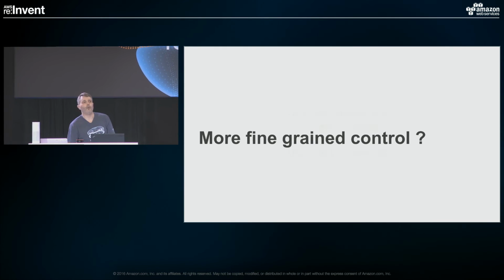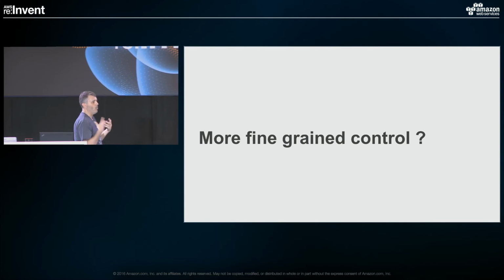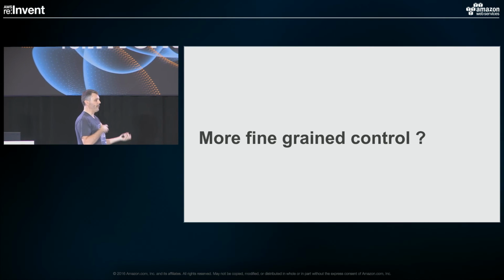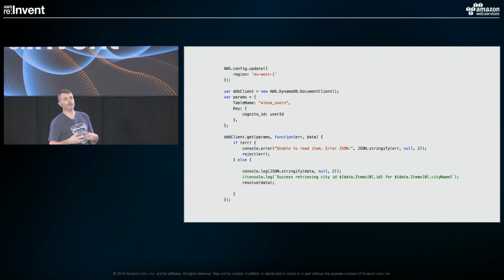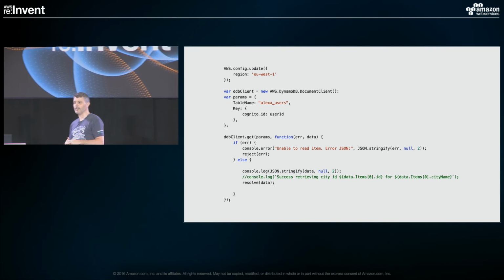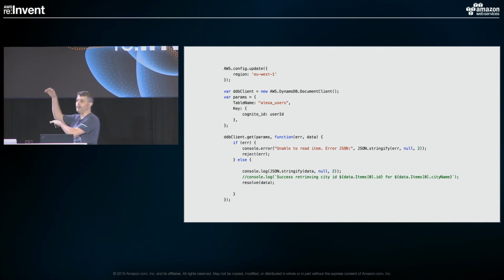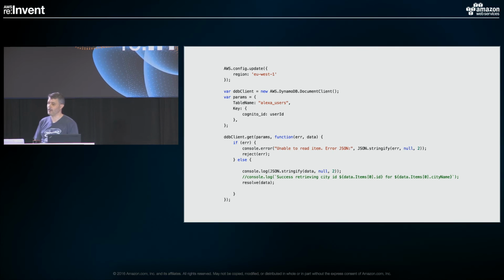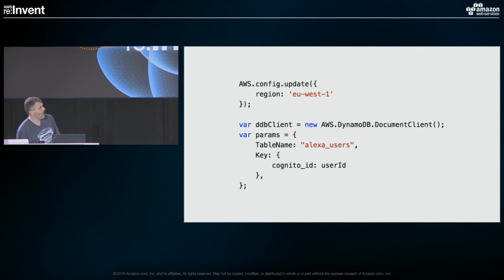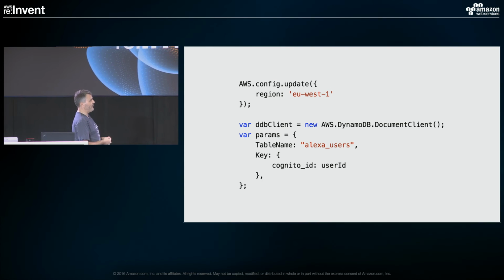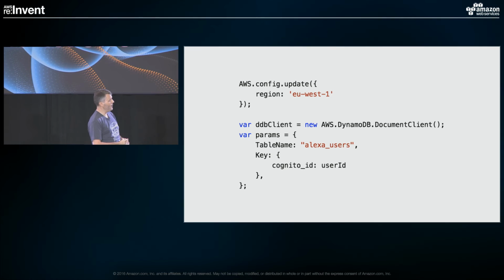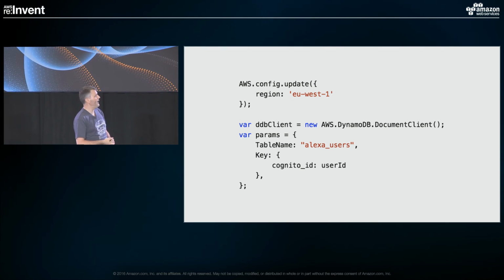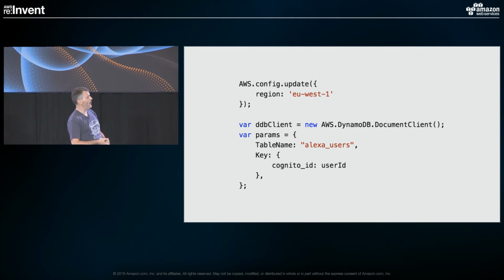If you want to get a bit more fine-grained control of what you read or search or store on DynamoDB, of course you can write DynamoDB client code inside your skill as well. And once again, it's code that fits on the screen. It's not really complicated. The first part on the top of the screen is the configuration of the AWS SDK itself. You select the region, you create a DynamoDB client, you prepare your parameter.